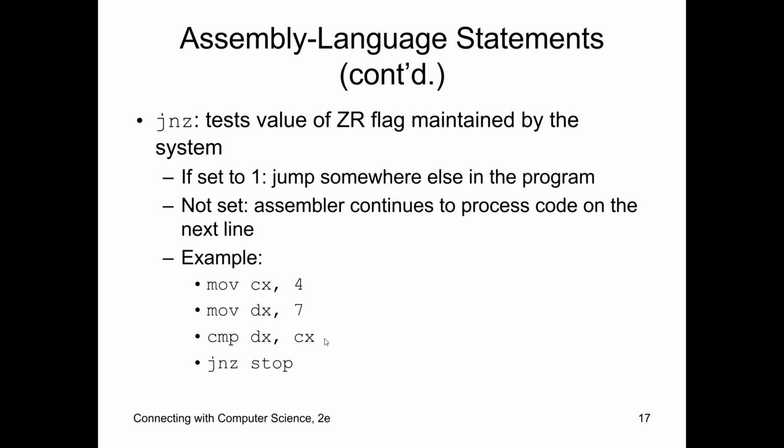Then it does the compare. And at this point, it says, hey, if the ZR flag maintained by the system is saying stop, that means this program is done. Otherwise, it continues to move. If it needs to move to a different part of the program, for instance, to skip some logic, then it will move to a different location. Again, if it doesn't do that, each line is executed sequentially.